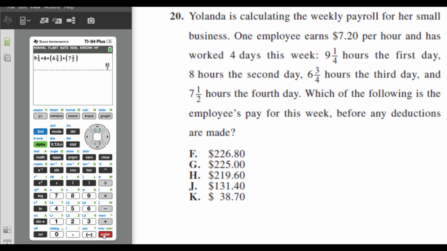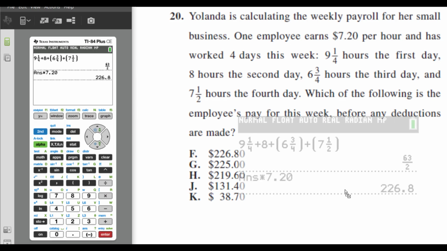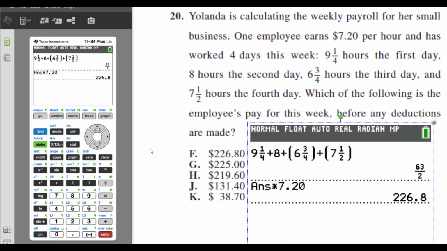I'll add those up. And then I have to multiply that last answer by $7.20, 7.2. Put in the 0 if you like. And $226.80, answer F. Notice I did not have to write it as a mixed number to do that.